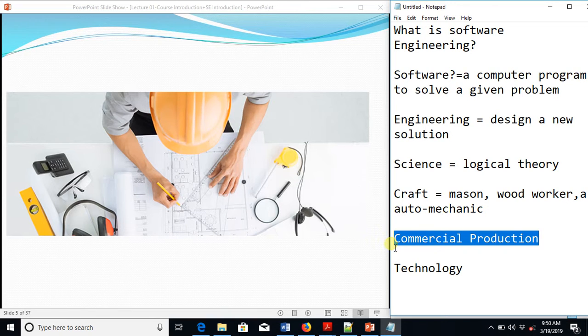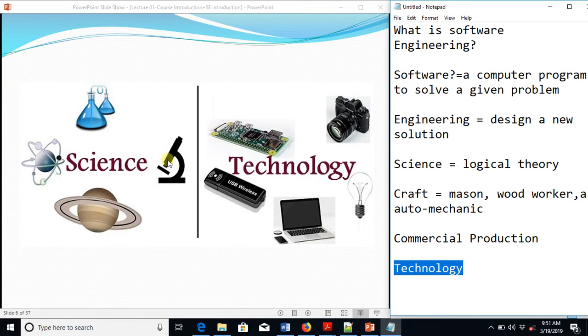There are hundreds of skilled workers doing jobs in a specific field, but they are just implementing the designs. And finally, technology. When you use the concept of science to create new products for the benefit of mankind, those products are called technology. So that was it about software engineering.